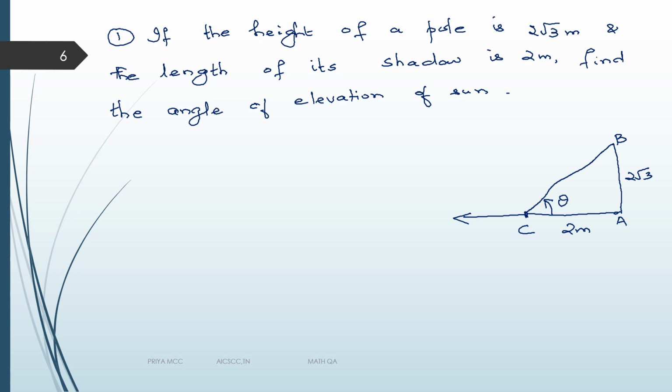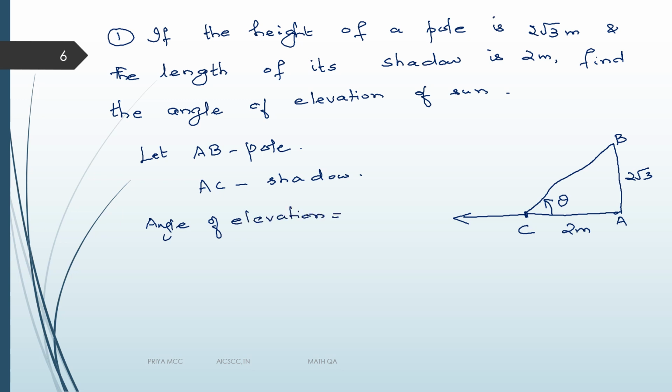So let AB be the pole, because the diagram you should know what it is. I am describing it here; in the exam, of course, you need not worry about all this. This is the shadow. Angle of elevation is equal to theta, right?